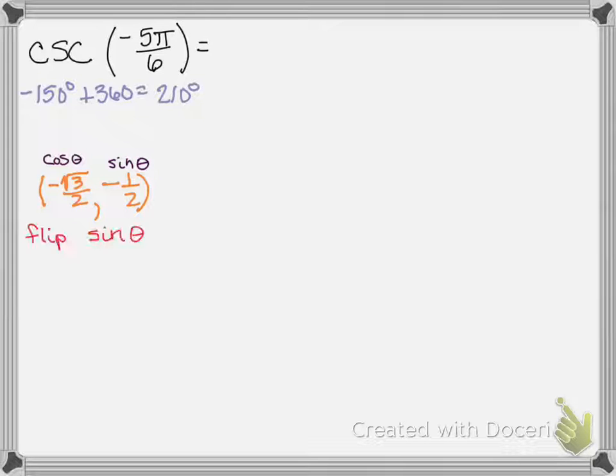And they're asking me to find cosecant, which means I'm just going to flip sine. Cosecant is 1 over sine, but all that 1 over means is flip sine. So I'm going to take my negative 1/2, and I'm going to flip it, which gives me negative 2 over 1. And negative 2 over 1 is the same thing as negative 2.